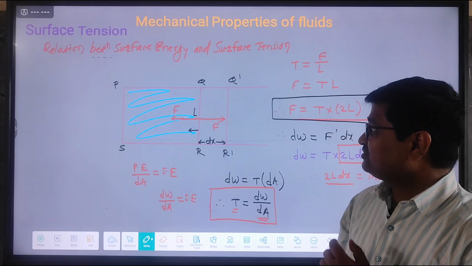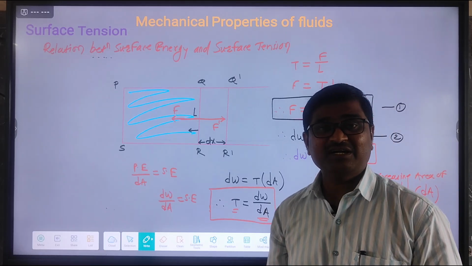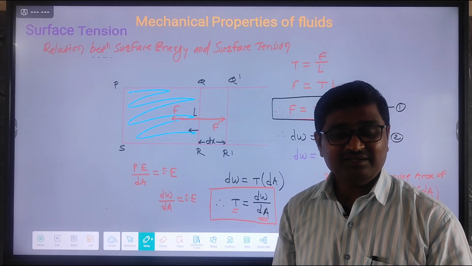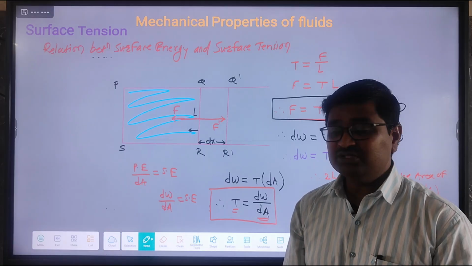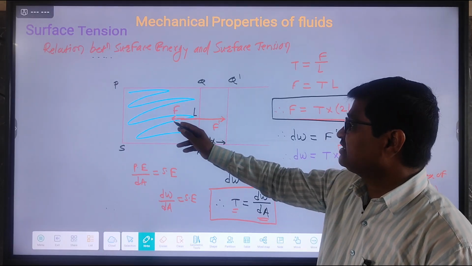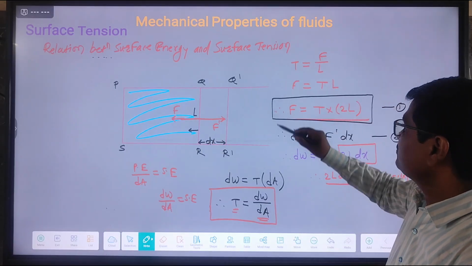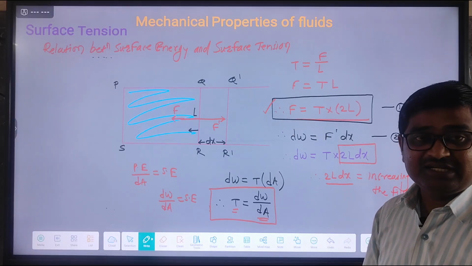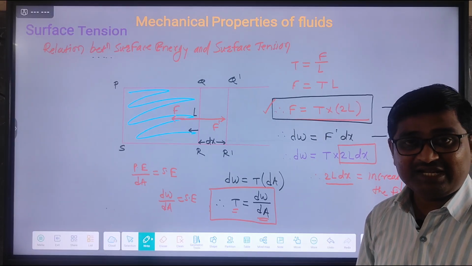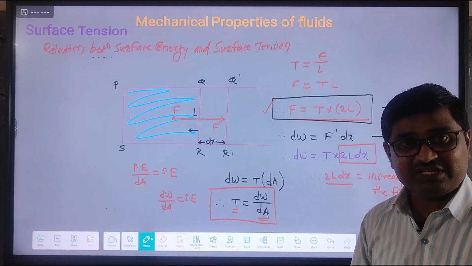Now when such a frame is dipped into the soap solution and taken outside horizontally, we observe that a surface film is produced, and due to the surface film, the sliding wire QR experiences an inward force, which is denoted by F equal to T into twice of L. Why do we write 2? Because the film has two surfaces.